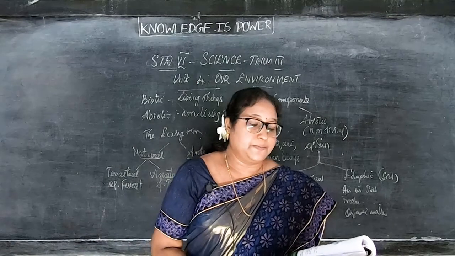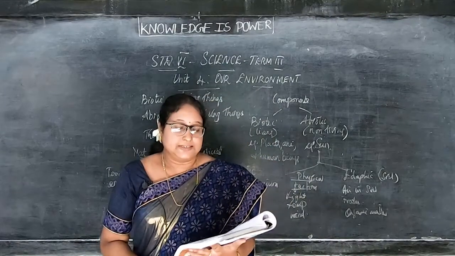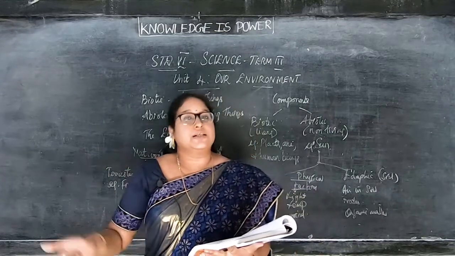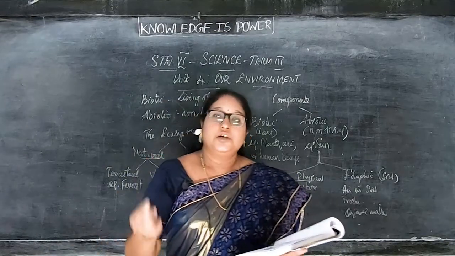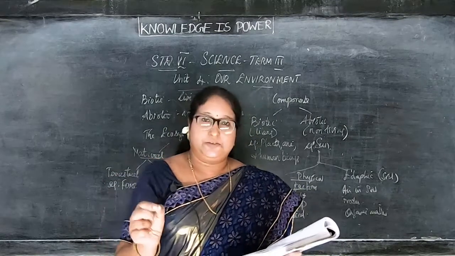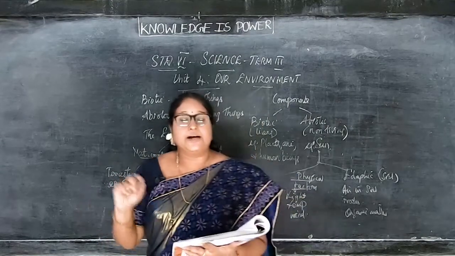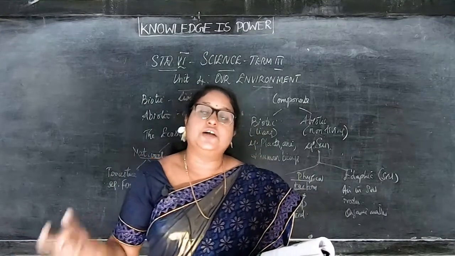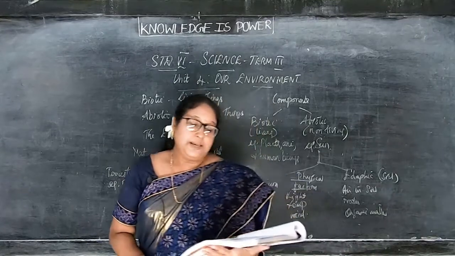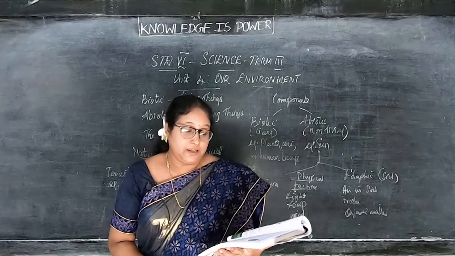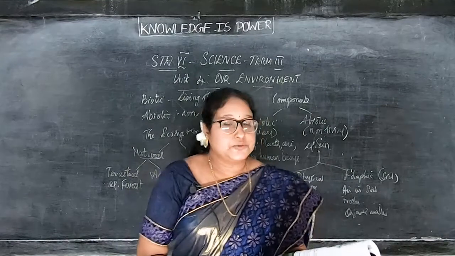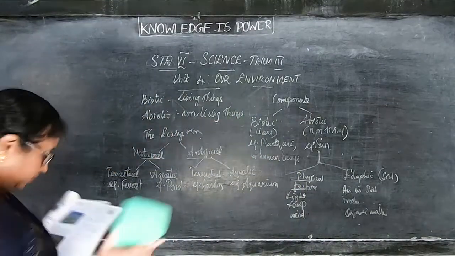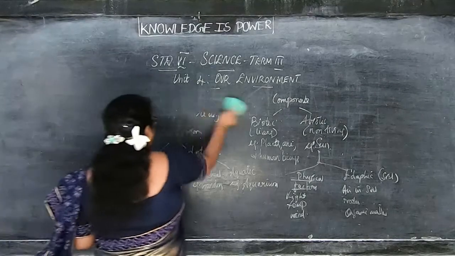Some organisms can produce their own food, such as plants, while other organisms cannot do this and depend on other organisms for their food. So who prepares their own food? Plants. Okay, plants prepare their own food, but other organisms have to depend on other organisms for food. Now, based on how organisms obtain their food, they are producers and consumers. So now we are going to see the producers and consumers.